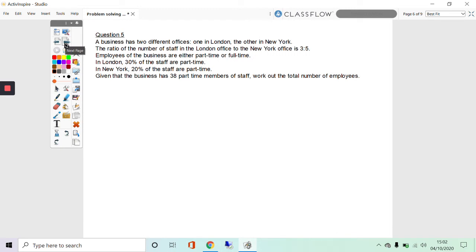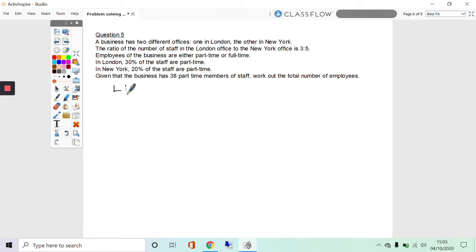Question 5. A business has 2 different offices, one in London and the other in New York. The ratio of the number of staff in the London office to the New York office is 3 to 5. Employees of the business are either part-time or full-time. In London, 30% of the staff are part-time. In New York, 20% of the staff are part-time. Given that the business has 38 part-time members of staff, work out the total number of employees.